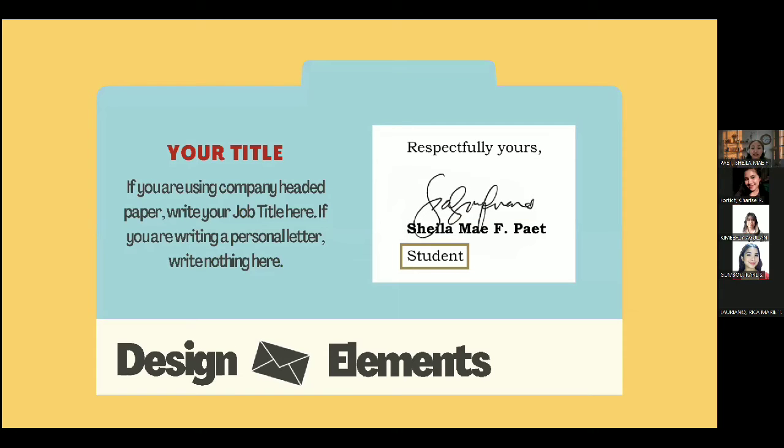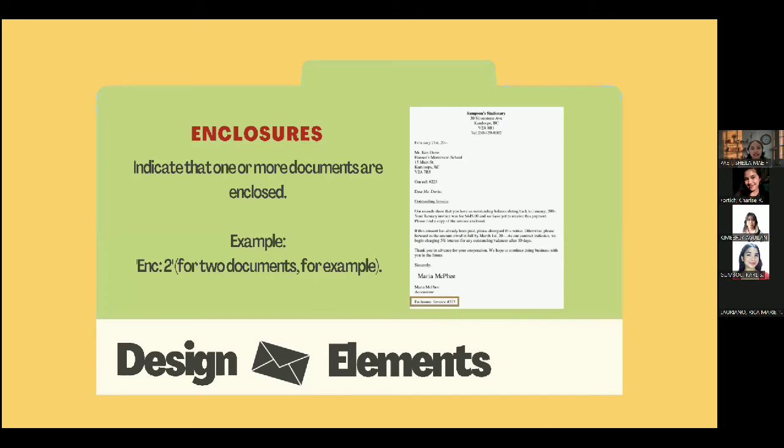Next would be the title or the position of the sender. Are you a student, an applicant, or a manager? It is included so that the receiver would know about you, and it would also serve as your identity. Next slide, please. Next is enclosures. Enclosures are only included when there are pages or documents attached in the letter or if the letter is too long. So in the first page, you write ENC colon 2 if you have 2 pages of letters, or ENC colon something depending on how many pages your letter is.